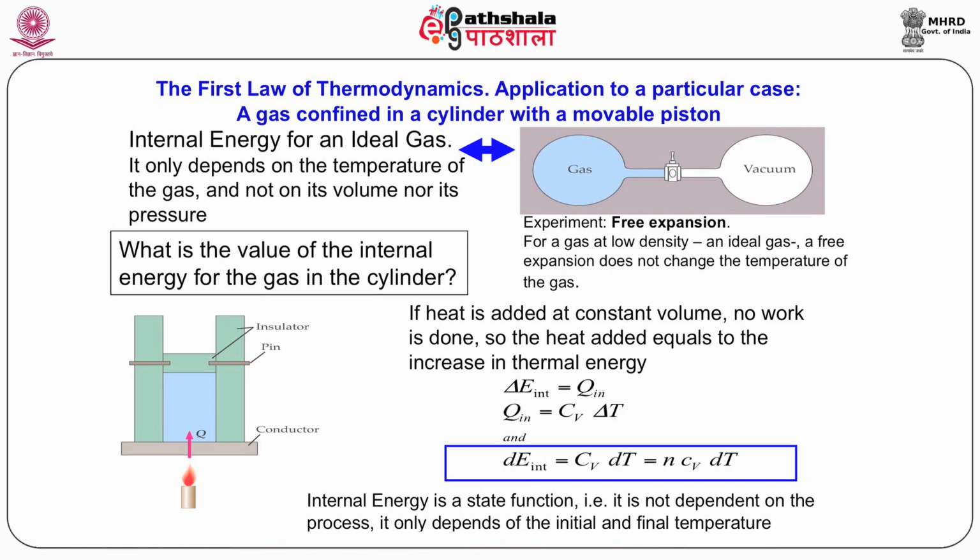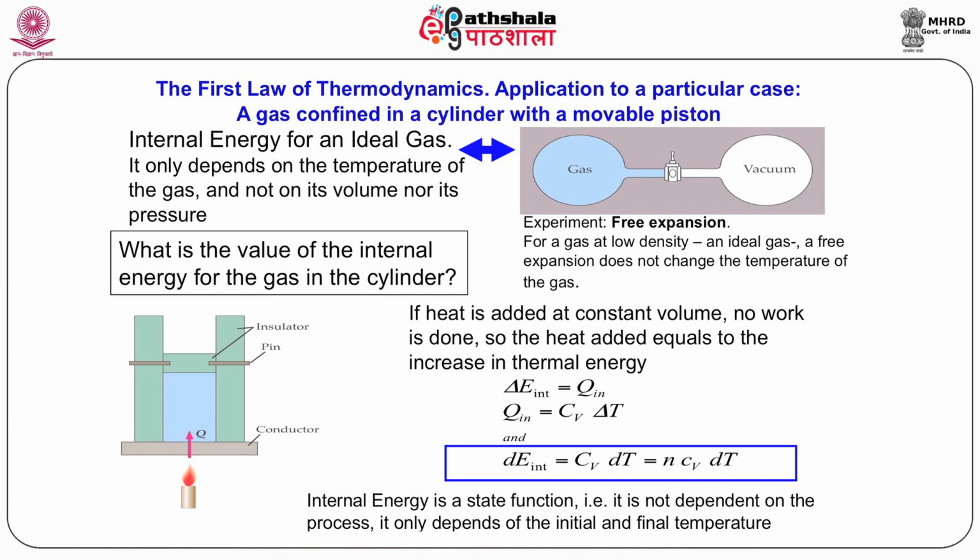If heat is added at a constant volume, no work is done. Therefore, the heat added equals the increase in the thermal energy. So, for example, if you have a gas connected to a vacuum on the other side, there will be free expansion. Therefore, for a gas at low density, for example an ideal gas, a free expansion does not change the temperature of the gas. So it is only the physical expansion, which will not change the internal energy. This has to be remembered.